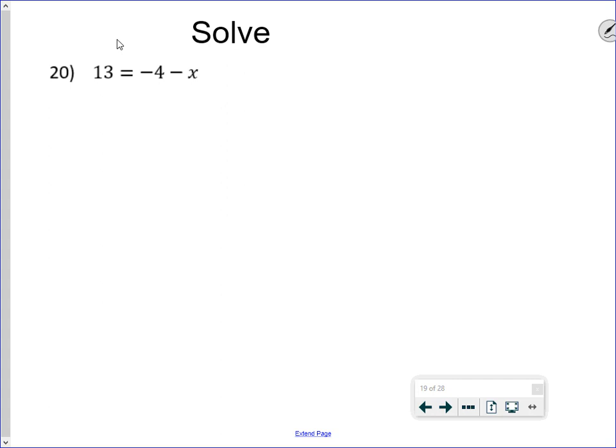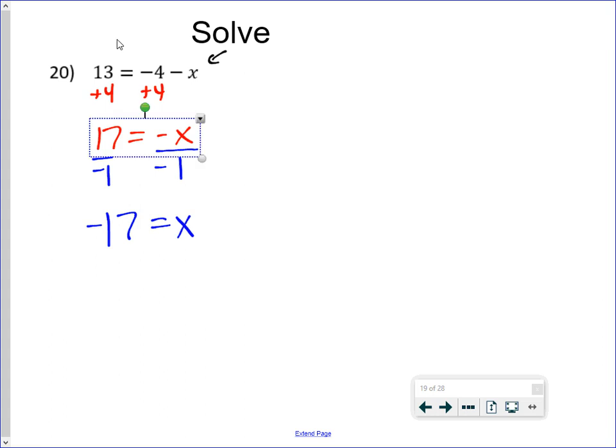So I want to get x by itself. So I need to get rid of this -4. So I will add 4 to both sides. And I will get 17 equals -x. Now for most of you, then you would divide both sides by -1. You would get -17 equals x.